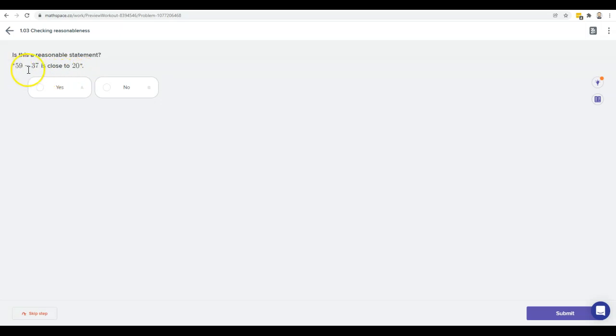Okay, so of course we can solve this. So 59 minus 37 is going to be 22. So we can very easily solve that by using normal subtraction methods. So we know that in fact, yes, it is going to be close to 20, but let's do it by rounding off these numbers. So we have 59 and 37.